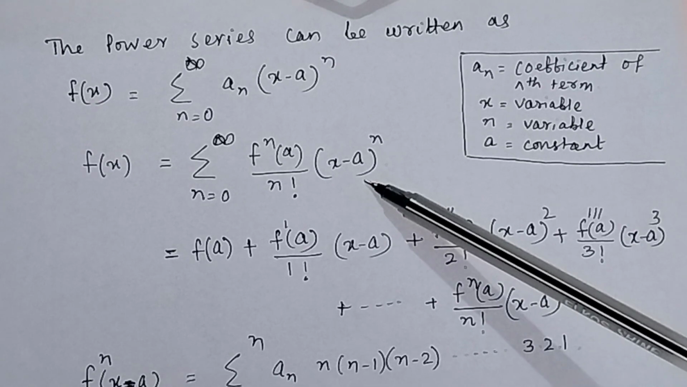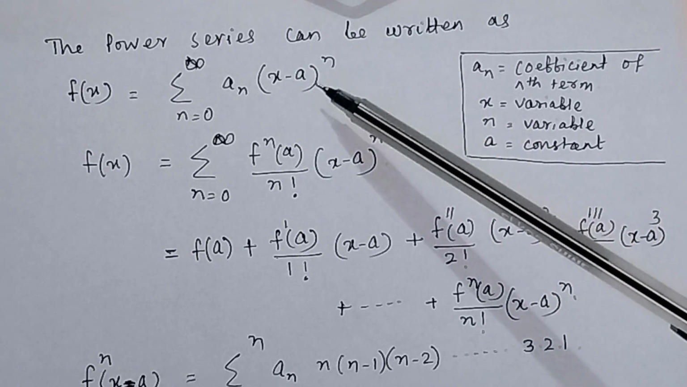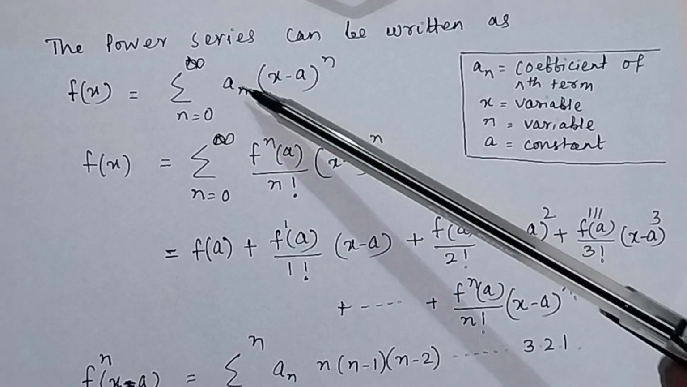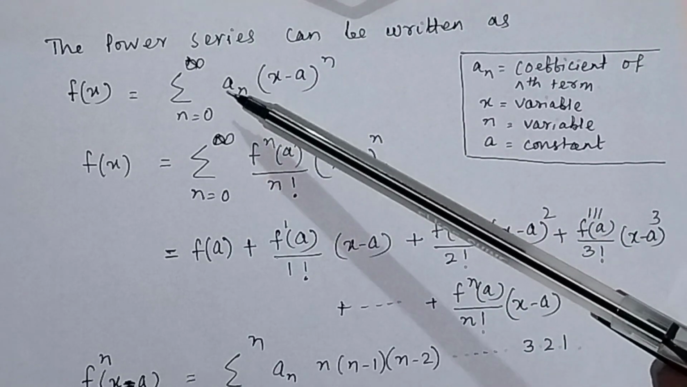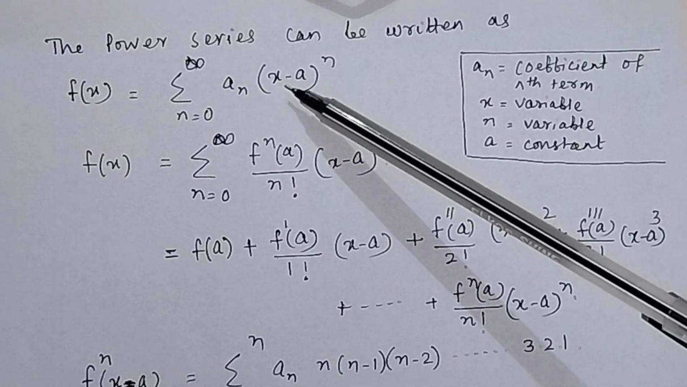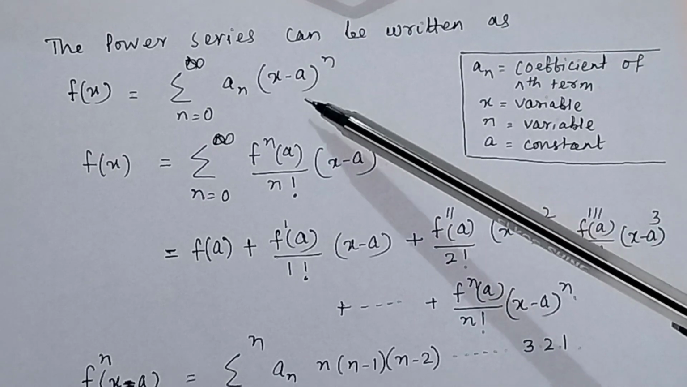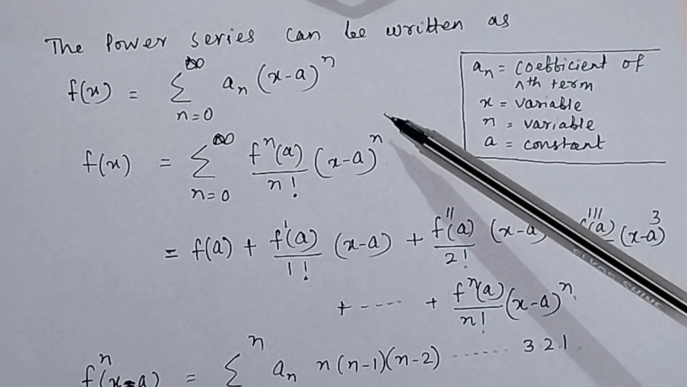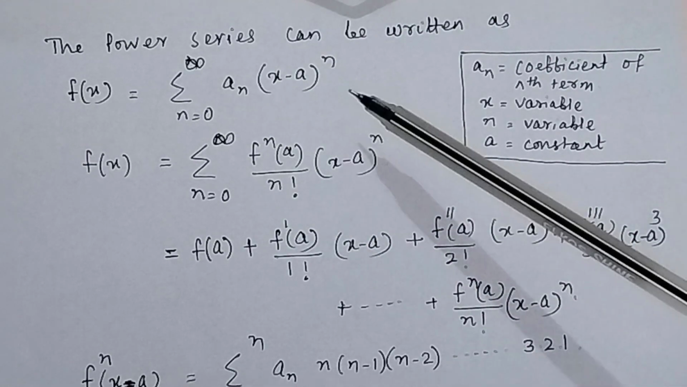I have told you Taylor series is nothing but a power series, and the power series is f(x) equal to the sum over n from 0 to infinity of a_n times (x minus a) to the power n. Here a_n is the coefficient of the nth term. Here x is the variable and n is also a variable, but a is a constant. Generally, when you find out the nature of any graph or curve at a point or near a point, we use this equation.